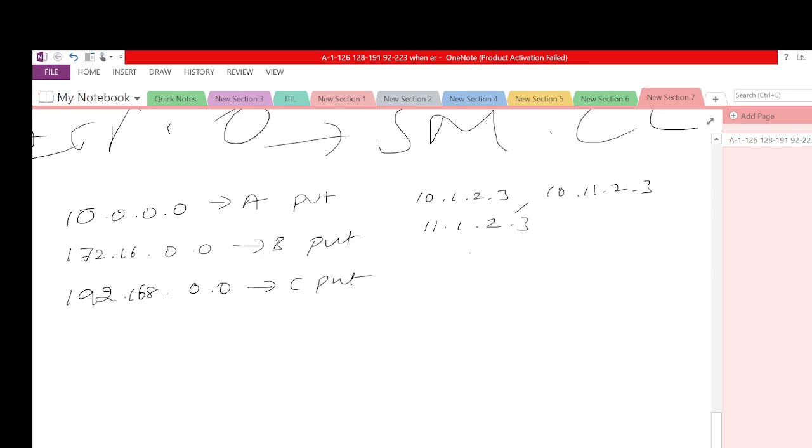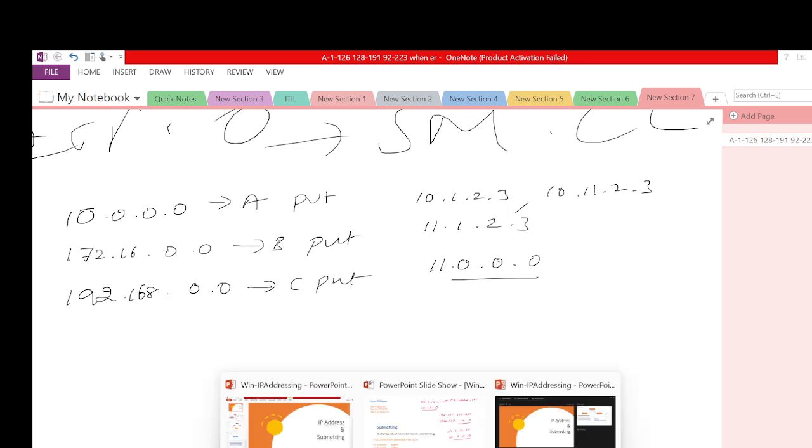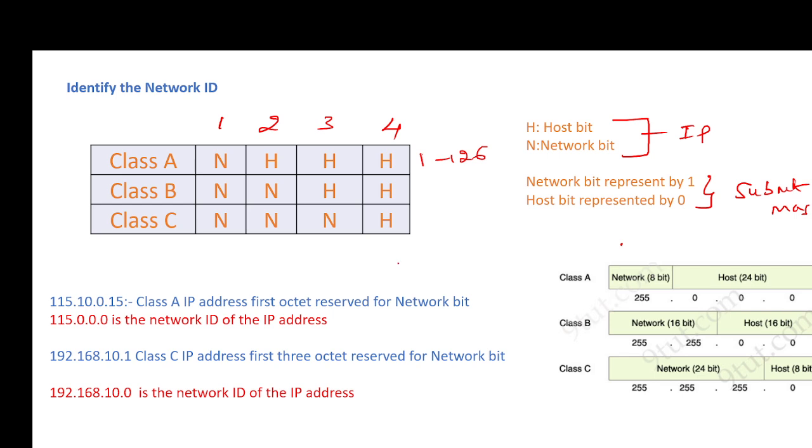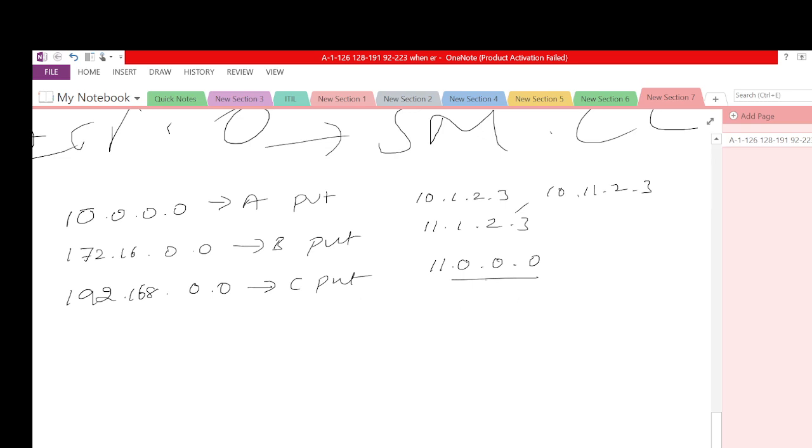Similarly, if somebody asks you to write the network ID for class A, what you have to do? You see here, 10.0.0.0 is your network ID. So the first octet is the number, and the remaining octets are 0. You have to write 11 like this and write 0.0.0, because in class A only the first octet is the network part. See here, the first octet is N. You are putting 11 here, and in the remaining places you are putting 0.0.0. That's why I put 0. Clear?